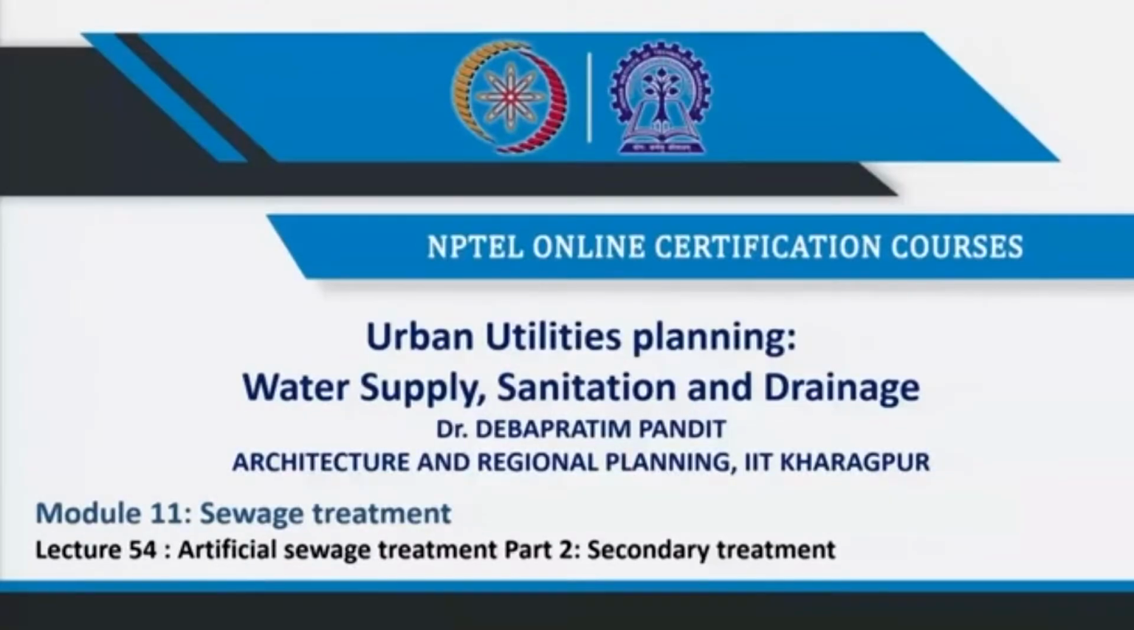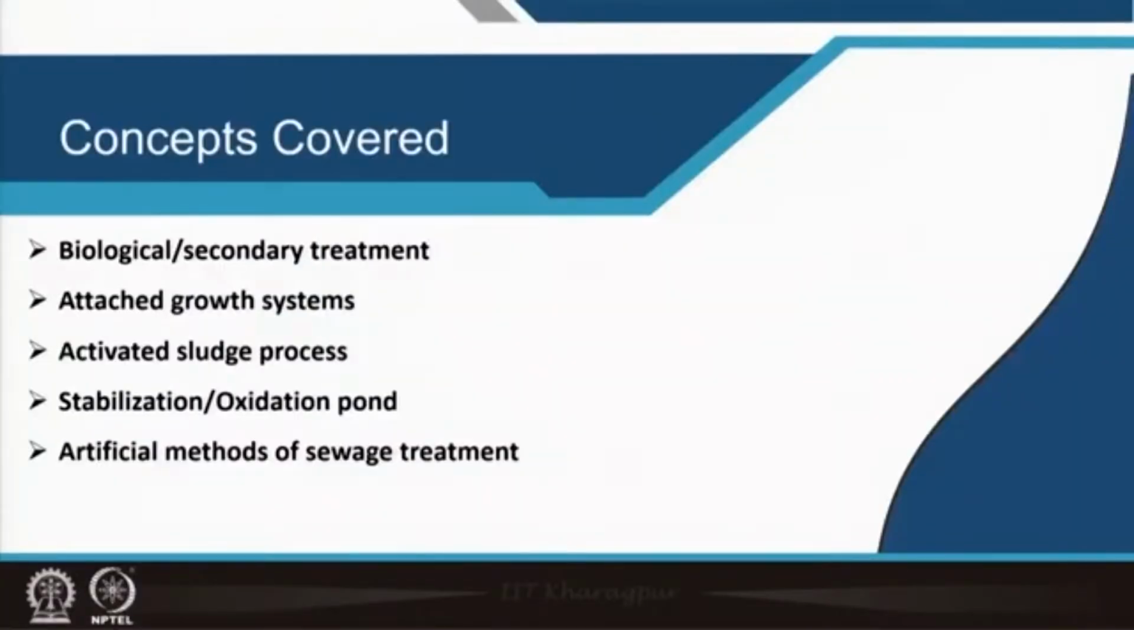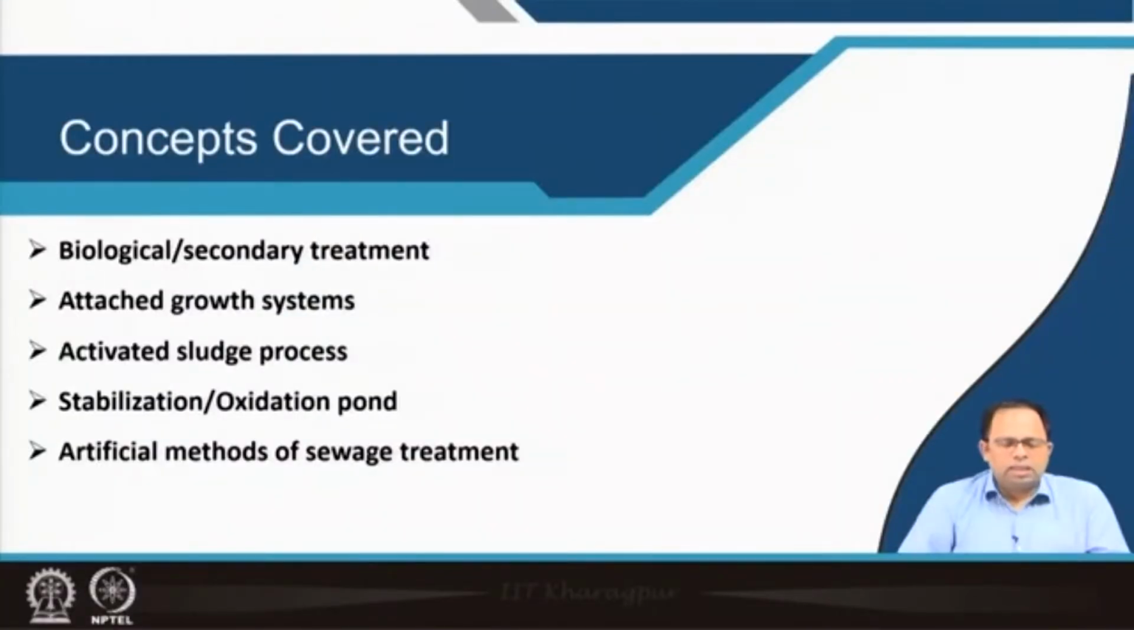Welcome back. In lecture 54, we will talk about artificial sewage treatment. This is part 2, where we will talk about secondary treatment. So, the different concepts that we will cover are on biological or secondary treatment. Then we will talk about attached growth systems, then activated sludge process, then stabilization and oxidation ponds, and finally, certain points on artificial methods of sewage treatment.